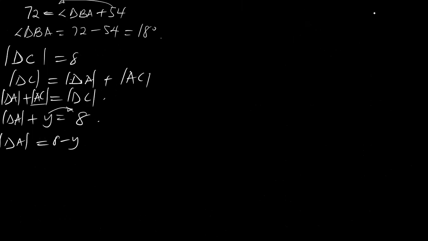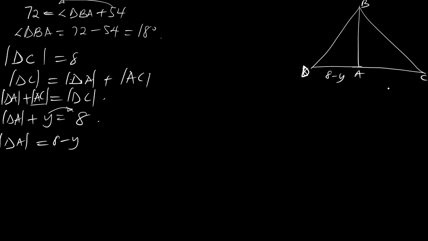Now let me redraw it here again. So you have D, A, C here, 8 minus Y. Here is Y. There's no need to write it twice. 8. Now here is 32. Here is 18. Here is 54. Here is 36.